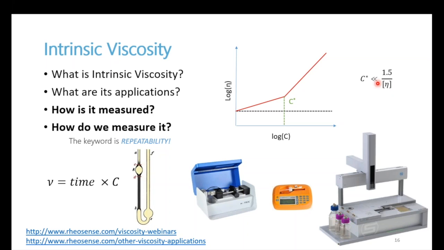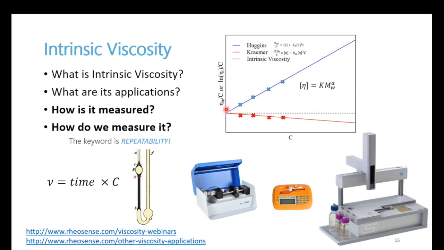And then you're going to measure several concentrations. Then you're going to measure the relative increases in viscosity, and you can use either Huggins or Kraemer, or a number of other relations, to extrapolate to zero concentration and get your measurement of intrinsic viscosity. So the key here is that you need a very repeatable, very precise instrument to be able to establish those very small changes in viscosity as a function of concentration.